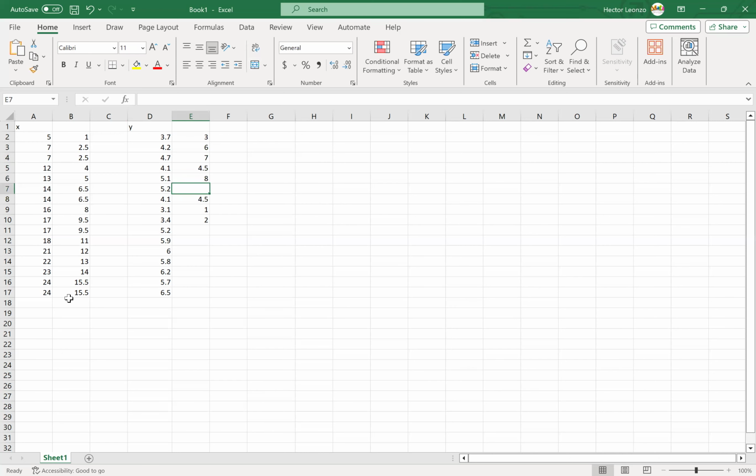Now for my ninth number, I will go 5.2, but there's another 5.2. So the average of 9 and 10 is 9.5. Then my 11th number is 5.7. And then my 12th number is 5.8. Then my 13th number is 5.9. Then my 14th number is 6. And then 6.2 is my 15th number, and 6.5 is my 16th number.